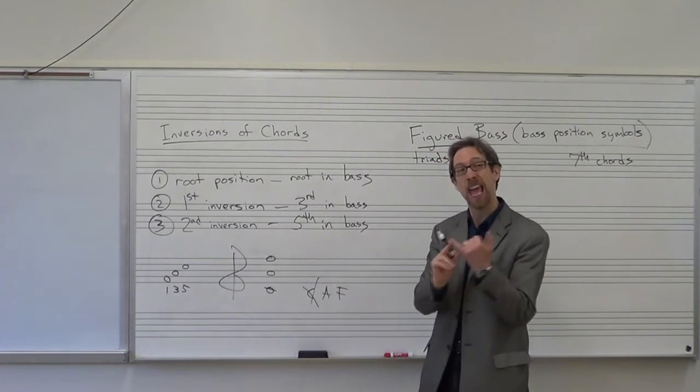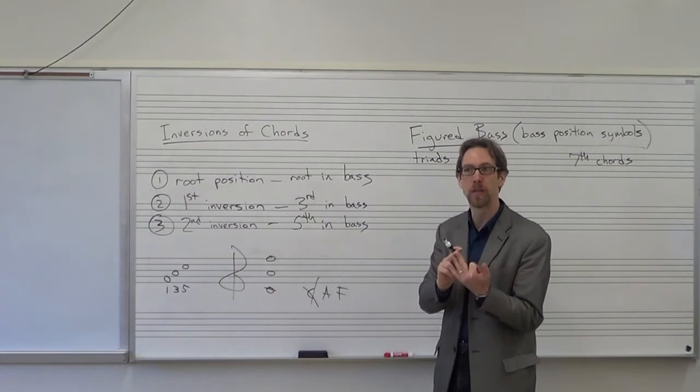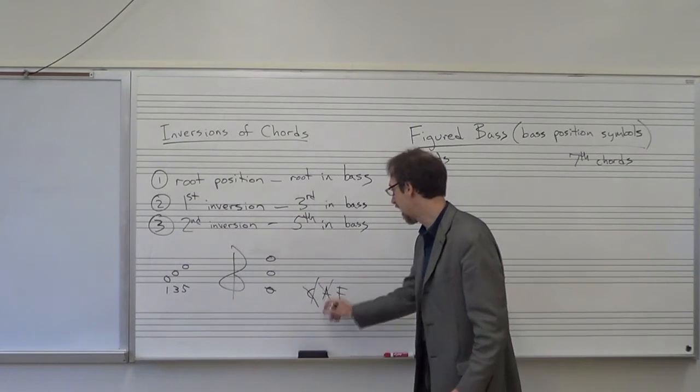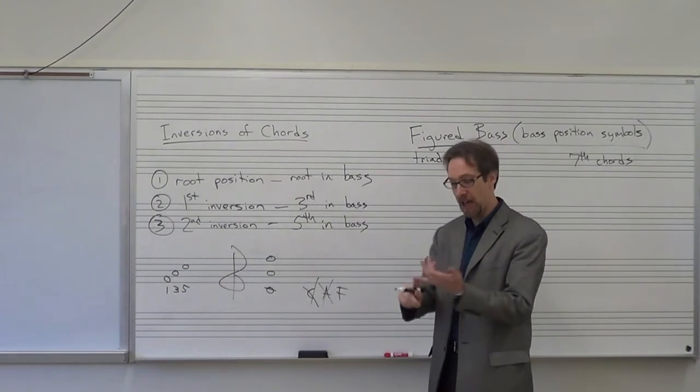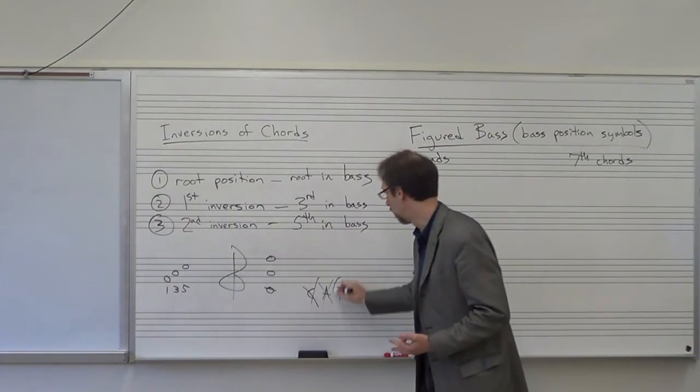So if A were the root, there would be a C and an E. But we don't have the E. So we know A cannot be the root. F up a third is A, up a third is C. There we go. That's our root.